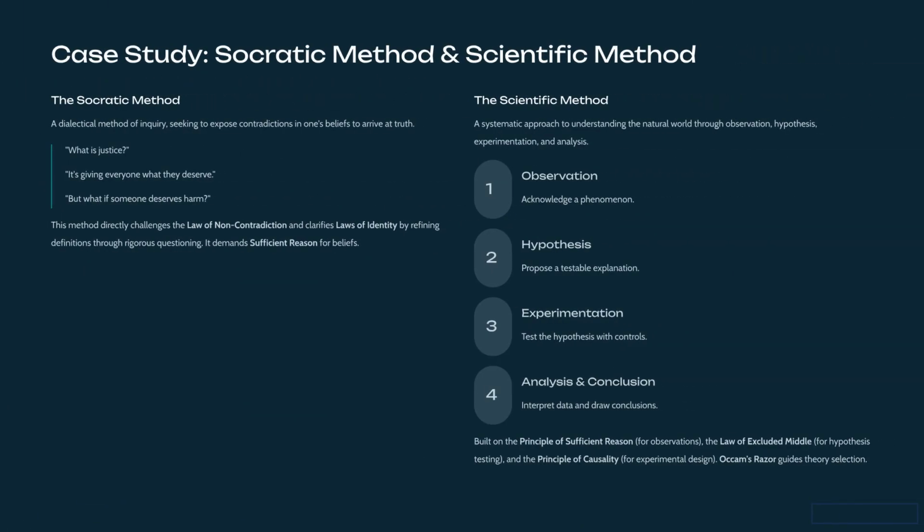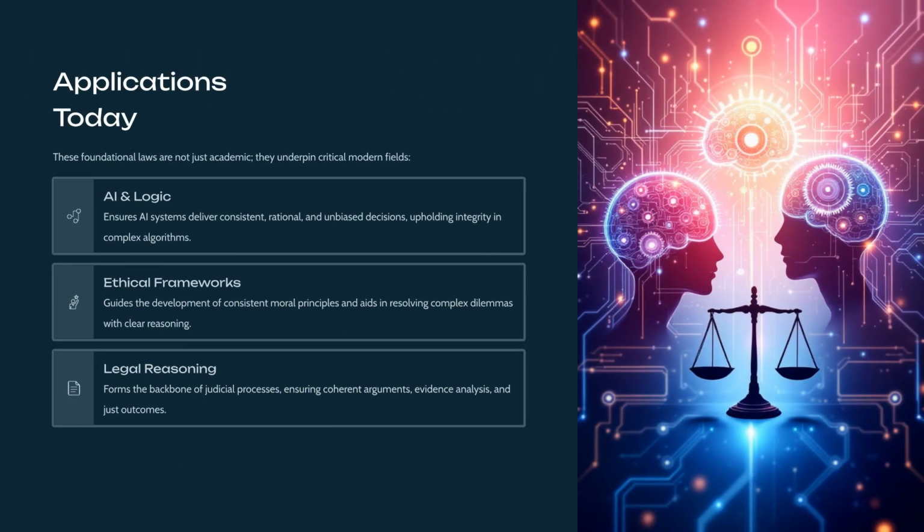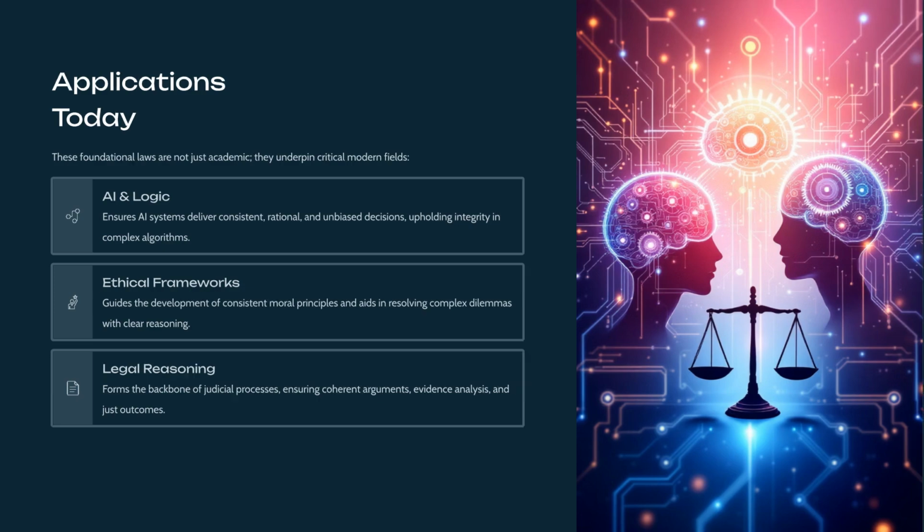Philosophical laws are applied in powerful methods. The Socratic method challenges non-contradiction and demands sufficient reason. The scientific method relies on sufficient reason, causality, and Occam's razor for hypothesis testing. These foundational laws underpin modern applications, ensuring rational decisions in AI logic, guiding consistent moral principles in ethical frameworks, and forming the backbone of legal reasoning.